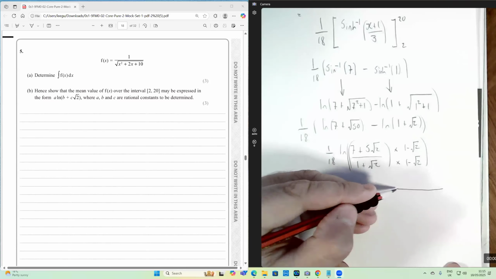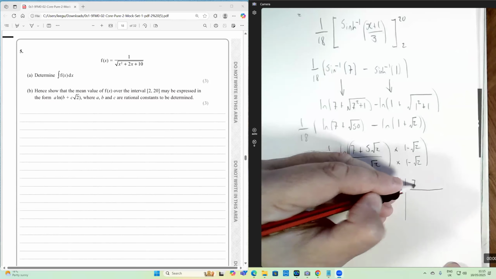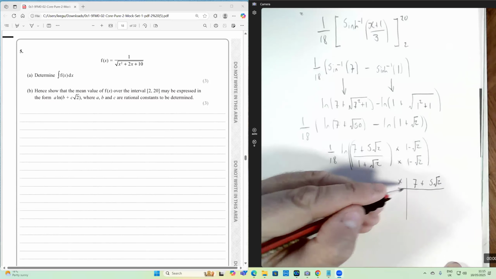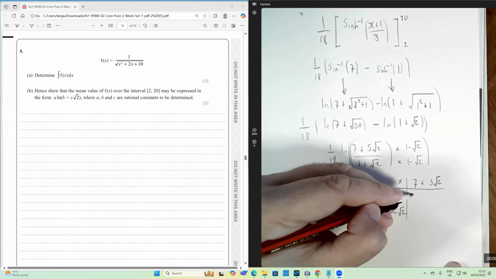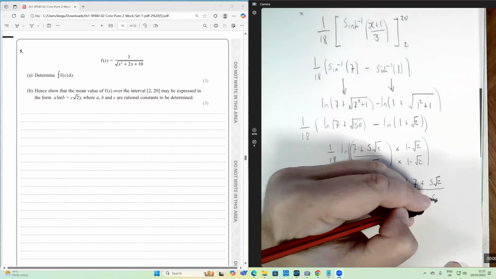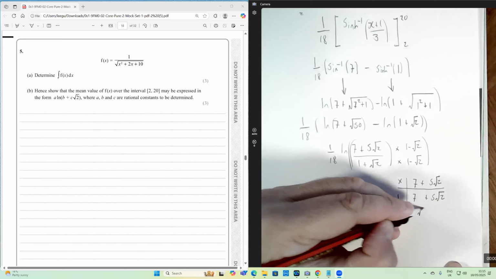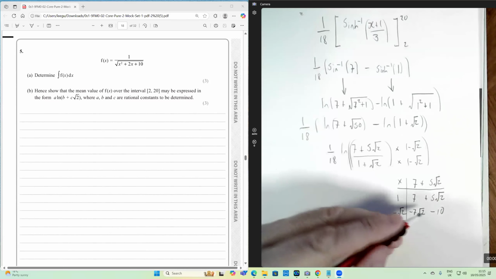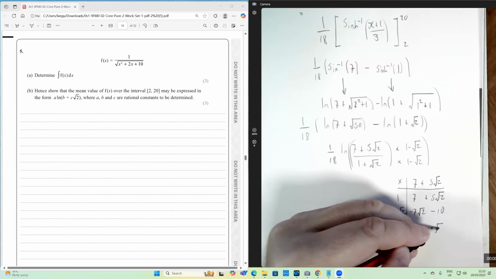I like to use a little grid when I'm multiplying surds, as you may know from a previous video. So 7 add 5 root 2, multiplied by 1 minus root 2, is going to give me 7 add 5 root 2, minus 7 root 2 and minus 10, which when I collect like terms becomes minus 3 and minus 2 root 2.